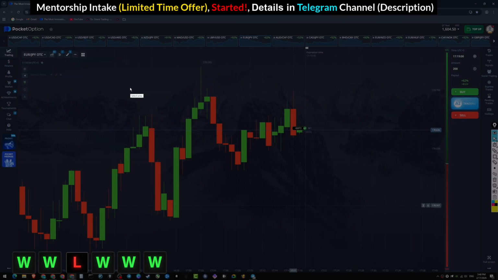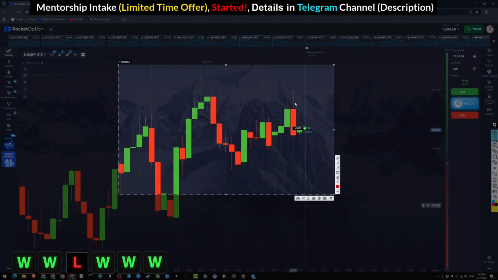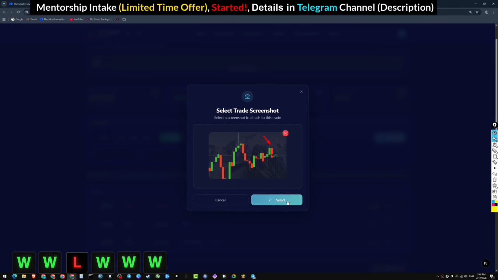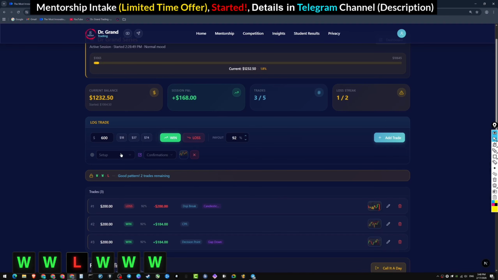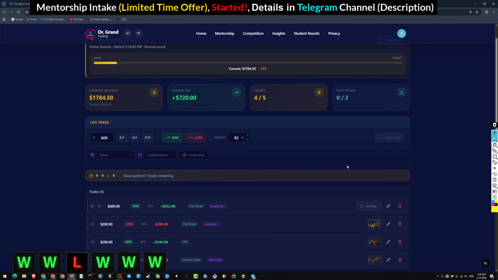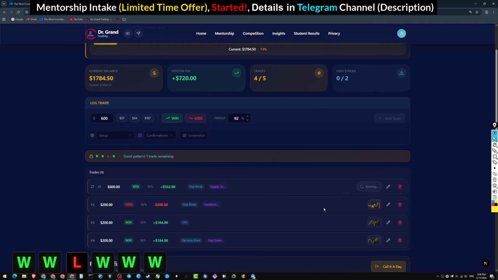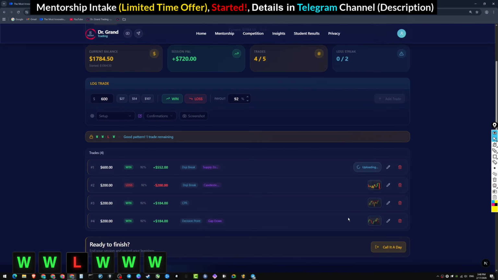And I'm gonna just take a screenshot and boom, just like that, copy. And I'm gonna consider it one trade, okay? Win. Let's go. Now, what was the setup? It was a doji break and the supply. Okay, I'm gonna add this trade. Yeah, so basically now we added all the trades for this session, and it will save all these screenshots here in your journal forever, okay?